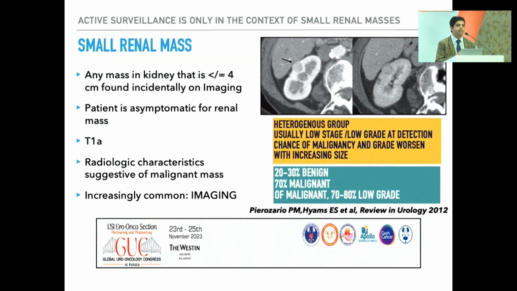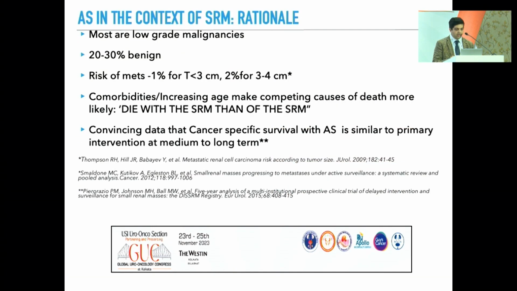And this is becoming increasingly common, as we know, because of the increased use of cross-sectional imaging. So these masses are a heterogeneous group, usually low stage or low grade at detection, and the chance of malignancy and grade worsen with increasing size of the mass. Large studies have shown that 20 to 30% of these tumors are benign and 70% are malignant, but of those, 70 to 80% are low grade malignancies.